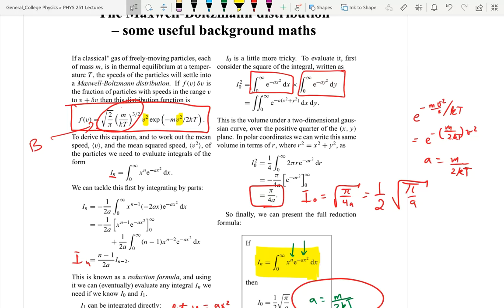Derivative of the Maxwell-Boltzmann distribution. This right here.